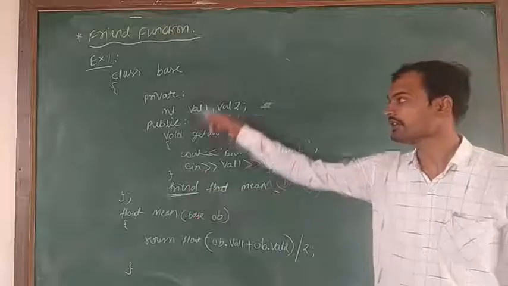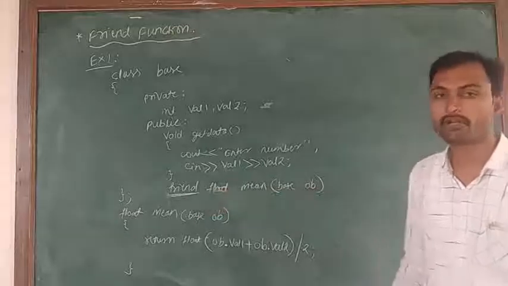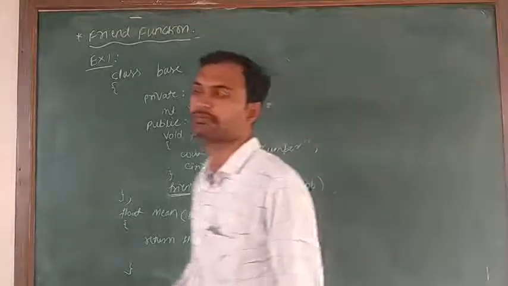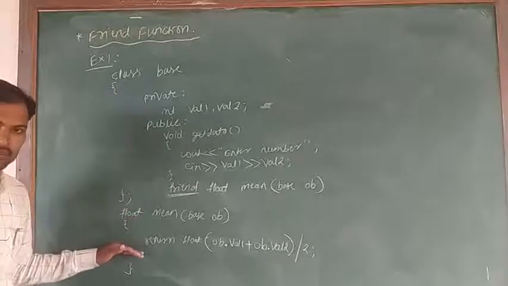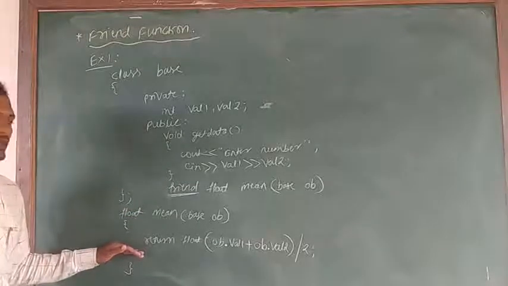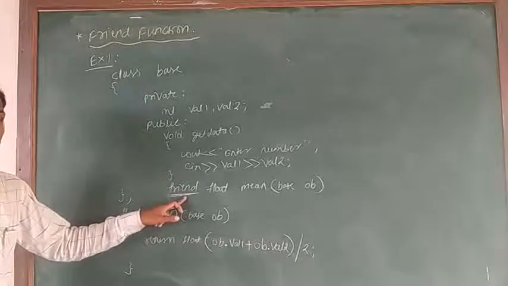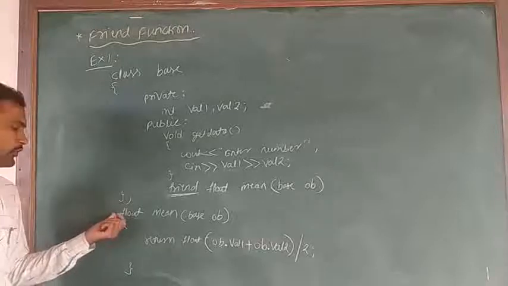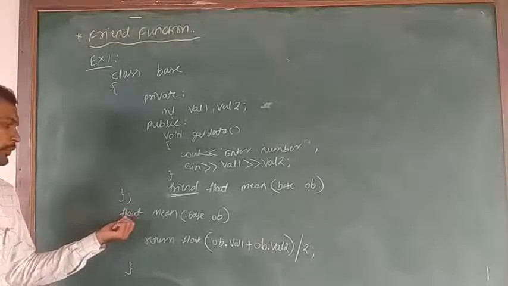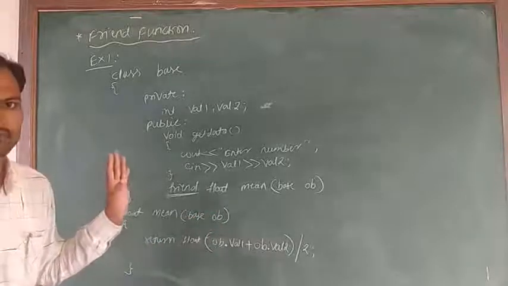It should be declared inside a class only. Then we have defined the friend function outside the class. The keyword friend should be used inside the class only for declaring. For defining, there is no use of the keyword friend, so it is not usually a friend. So float mean base object. This much only. Got it?